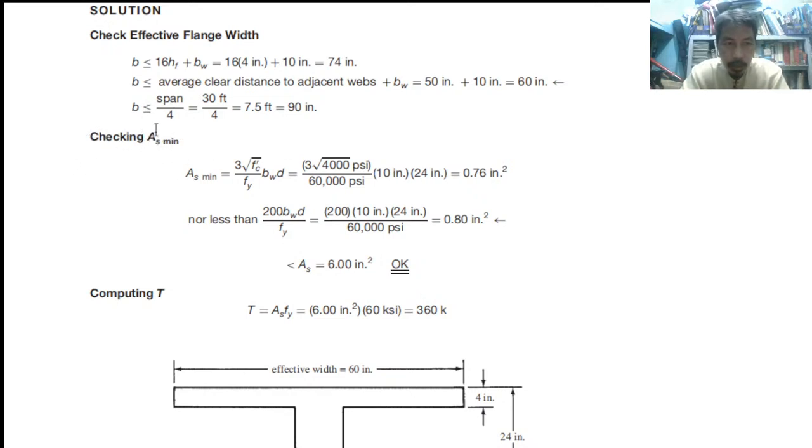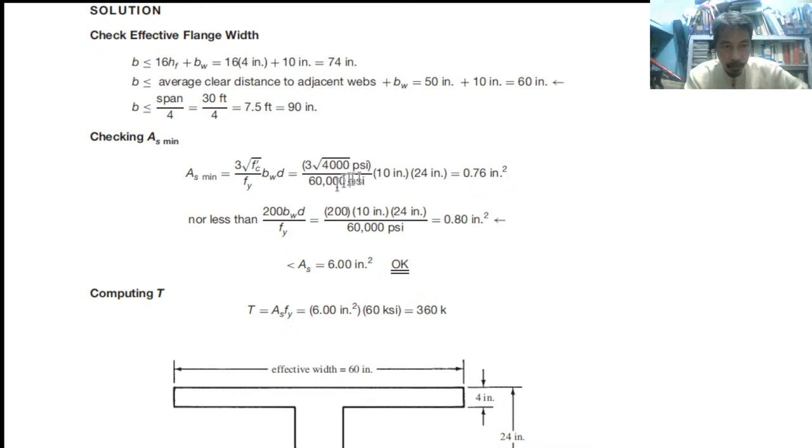Checking the area. Okay, for the minimum steel area, this is the computation of minimum steel area. In our formula, we only have this 3 square root of fc prime over fy. We can just multiply it by bwd. Just multiply by bwd. After which, you can find out the answer is 0.76 square inch.